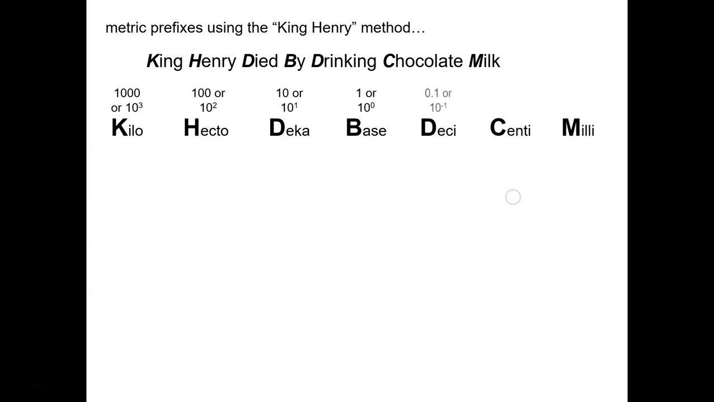Or we could go smaller. Deci is 10 to the negative first. Centi would be 10 to the negative second, or 100th. Milli is 10 to the negative third, which is 1,000th.